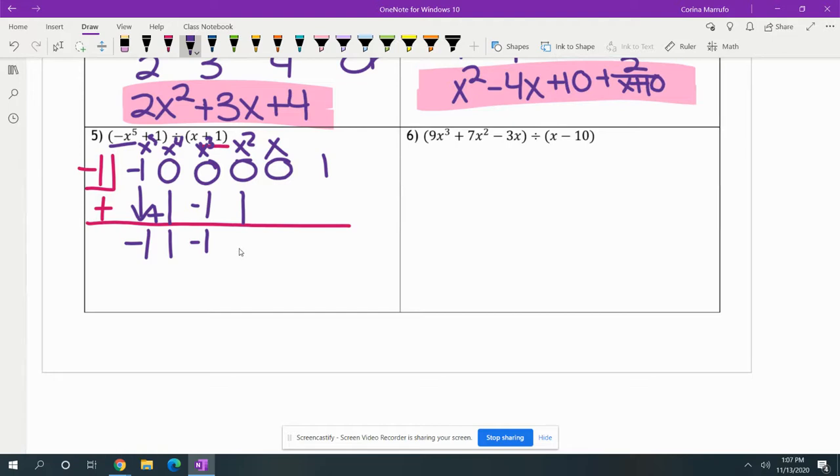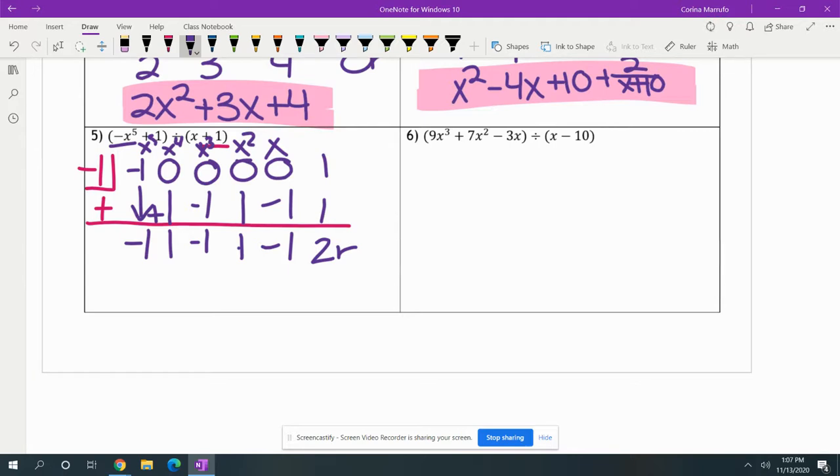So then here 0 plus 1 is 1. And then we multiply. Negative 1 times 1 is negative 1. And 0 plus negative 1 is negative 1. And then last, negative 1 times negative 1 is a positive 1, and 1 plus 1 gives us 2. Now remember, the last one is going to be our remainder.